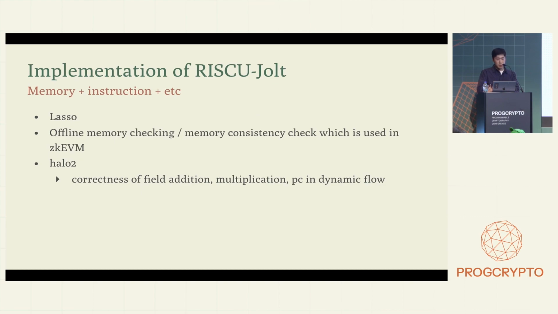So it is not complete, but we are making the composable table using a library implemented by Dohoon. And for the memory, we are trying to figure out how to deal with memory checking. We have many options, like offline memory checking or the memory consistency check used in zkVM. Also, we can use Halo 2 for that system because we are using the Plonkish arithmetization for this multivariate setting. So we can write a circuit in Halo 2 for field addition, multiplication, or calculating the program counter in dynamic flow. So this is the plan for the next step.